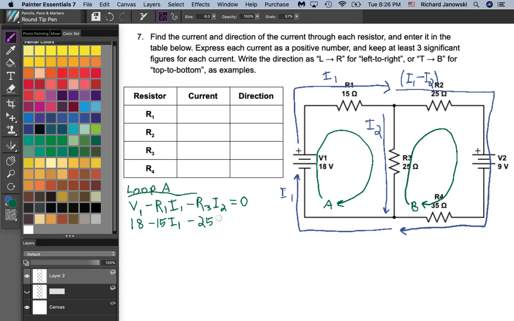So minus 25 I2 equals 0. All right, and then clean this up a little bit. I'm going to subtract 18 from both sides, get my terms in the order I want them. So minus 15 I1 minus 25 I2 is equal to minus 18. And then I'll just leave it like that for now. Could multiply everything by minus 1, but we'll see what we need to do with the equation after that.